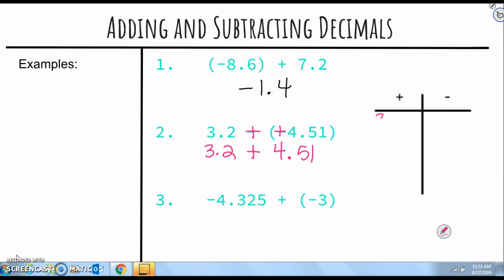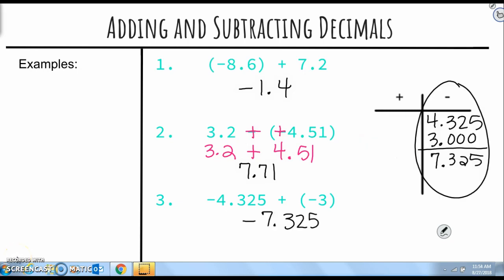Now I have 2 positive numbers, so they're going to go on the same side of my T-chart. I'm going to line my digits up and I'm going to add, since they're on the same side. 0 plus 1 is 1, 2 plus 5 is 7, bring our decimal down, 3 plus 4 is 7. So my answer would be positive 7 and 71/100. Try example 3 on your own. For example 3, you should have gotten negative 7 and 325,000. They're both on the same side, the negative side of the T-chart. Therefore, we add and take the sign.